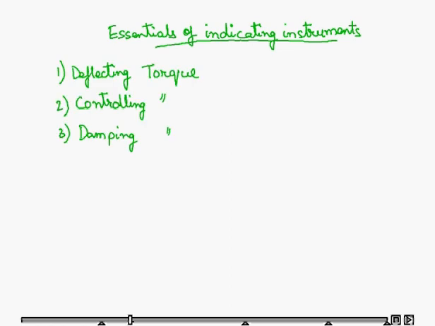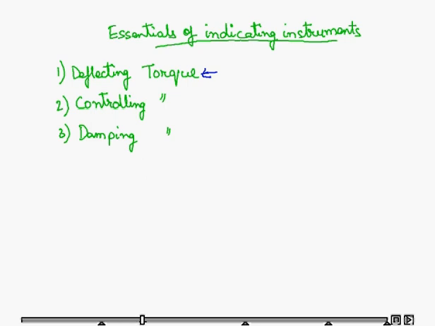Now we will talk about the first torque. This is deflecting torque. It is a very important torque and it causes the moving system to move. The torque needed to move the pointer is the deflecting torque. This is the torque which causes the moving system of the instrument to move from its position of rest.